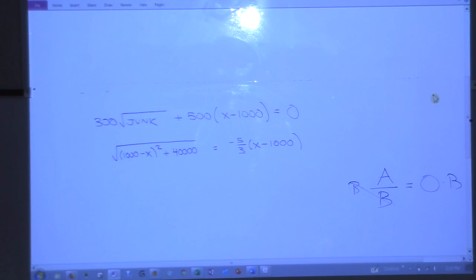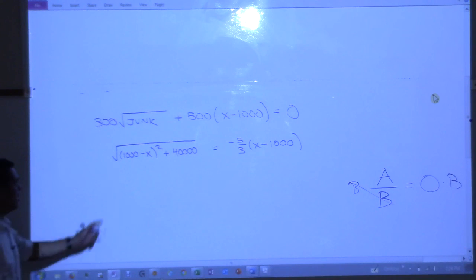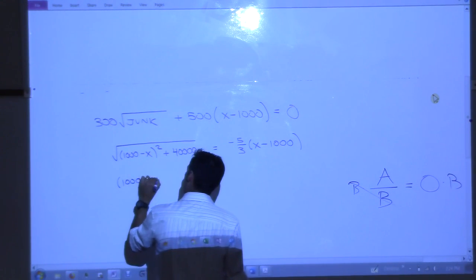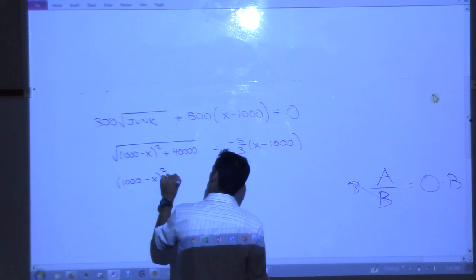What do you think I'm going to do now? Square both sides. I wanted to get rid of the root, so I'm squaring both sides now. And when I square the left side, I just get (1,000 minus x) squared plus 40,000.